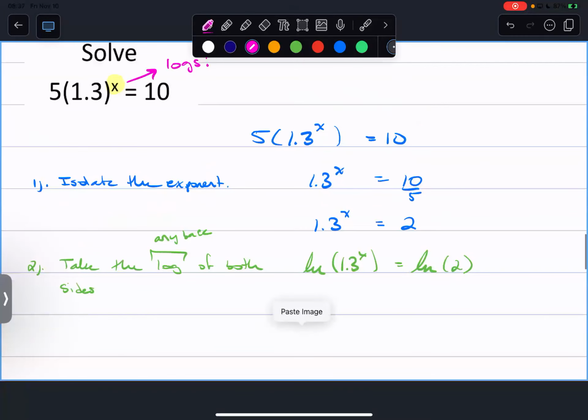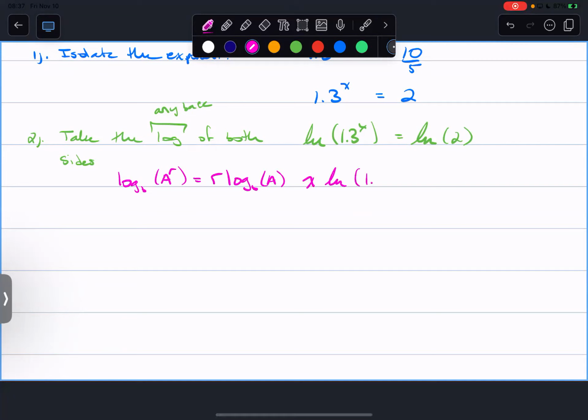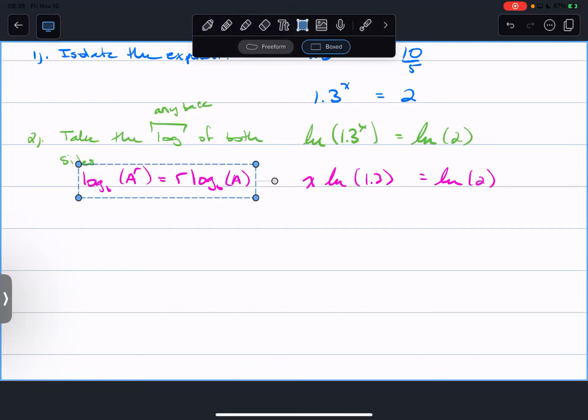So then I can say that log base b of a to the power of r is the same as r times log base b of a. So by that, I have x times the natural log of 1.3 is equal to the natural log of 2. Now I can shake out that x because now it's accessible to me. Just move this over a little bit so they're not so crowded.